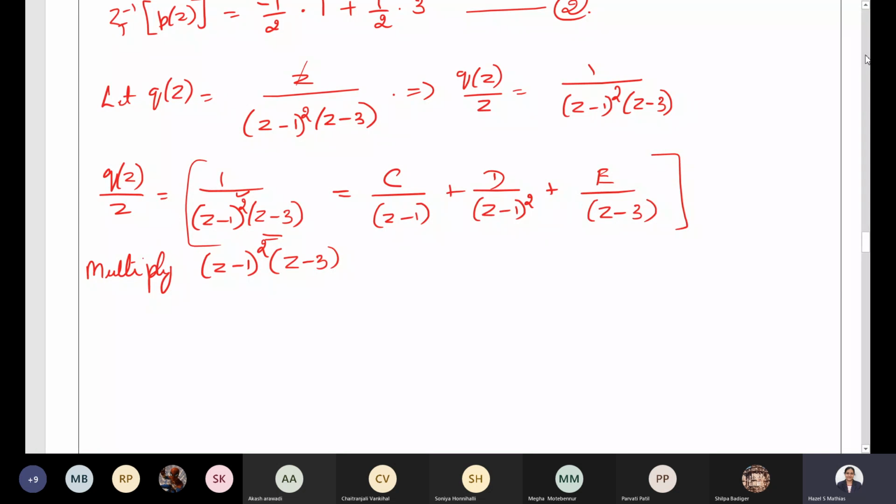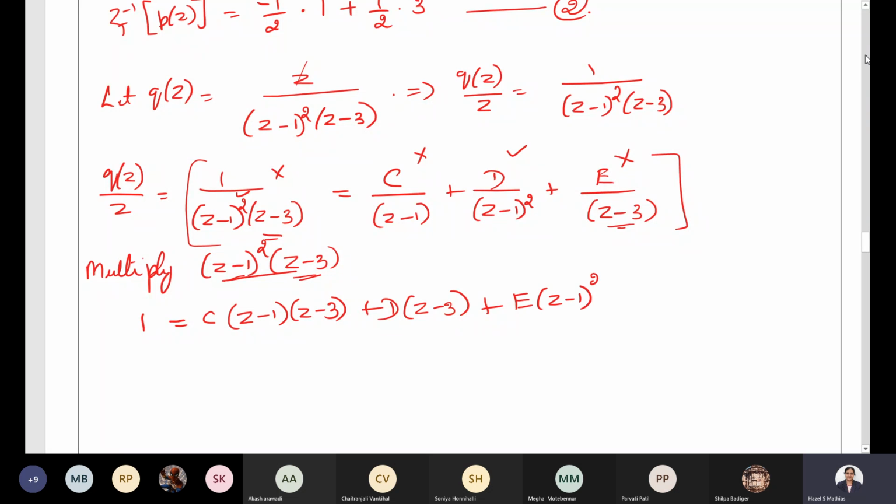So when we multiply this to the entire equation, in the first term the denominator and numerator are the same, so 1 remains. One of the (z minus 1) gets cancelled. What will remain? C into (z minus 1) into (z minus 3), plus D into (z minus 3), because (z minus 1) gets cancelled. Then for the last term, the denominator (z minus 3) gets cancelled, leaving E into (z minus 1) whole square. This is what remains. Now next we need to find those constants C, D and E.